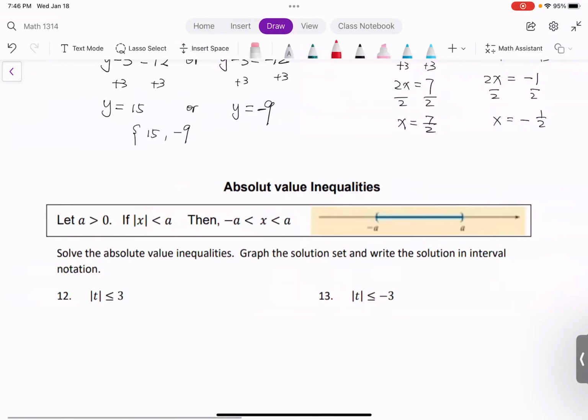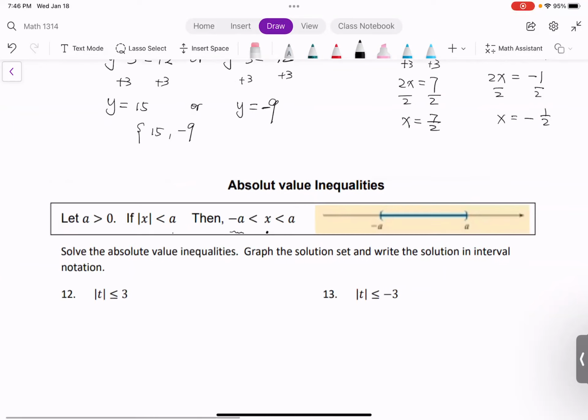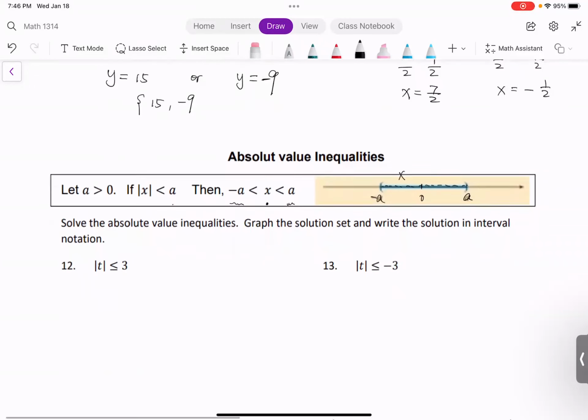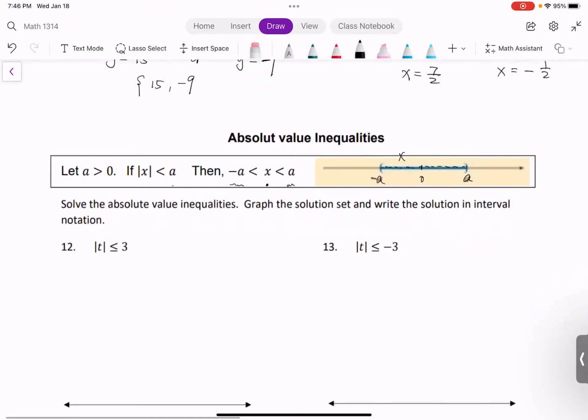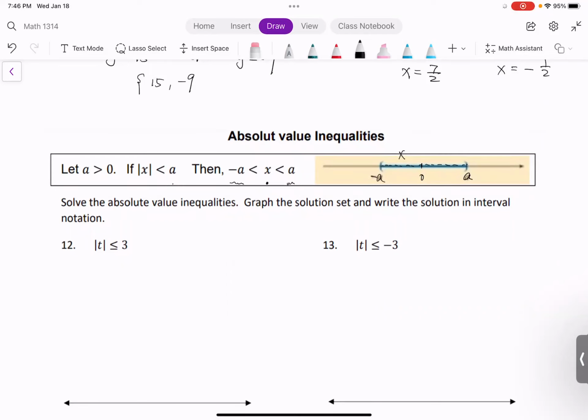Okay, let's move back to the definition. Absolute value inequalities. Let A be greater than 0. If the absolute value of x is less than A, then the solution of x is bounded between negative A and A. So here is 0. So x could only be in this area, between -A and +A.